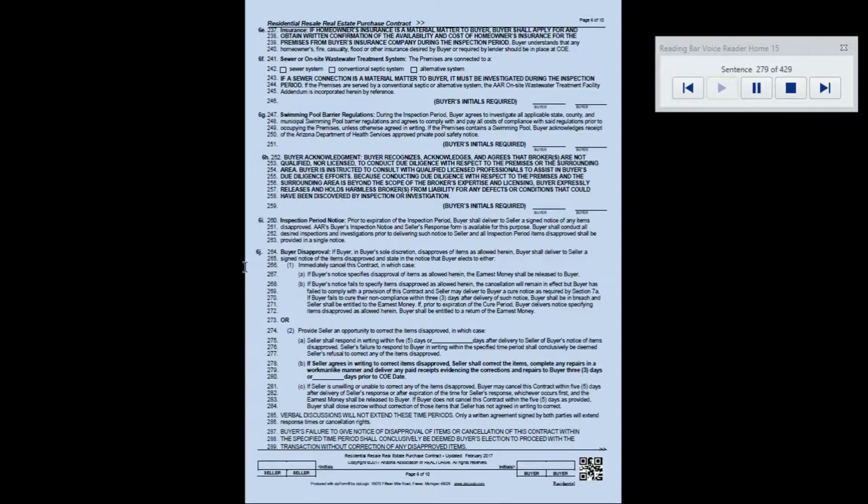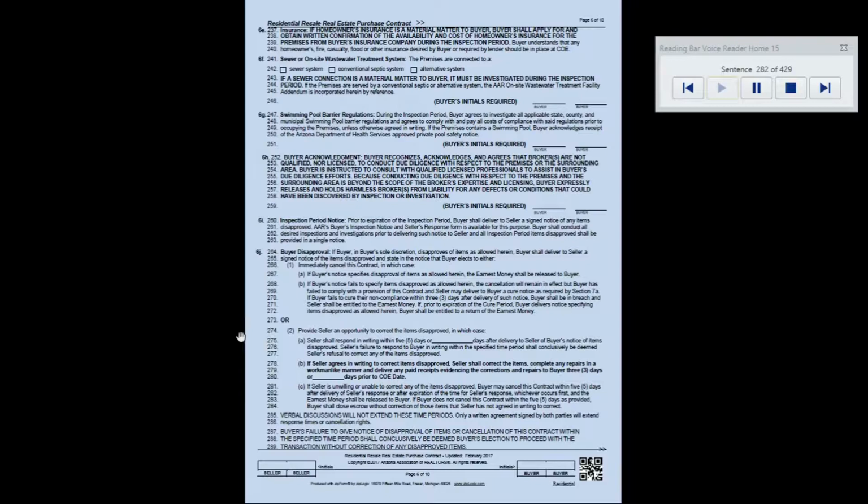B. If buyer's notice fails to specify items disapproved as allowed herein, the cancellation will remain in effect, but buyer has failed to comply with a provision of this contract, and seller may deliver to buyer a cure notice as required by Section 7A. If buyer fails to cure their non-compliance within 3 days after delivery of such notice, buyer shall be in breach and seller shall be entitled to the earnest money. If, prior to expiration of the cure period, buyer delivers notice specifying items disapproved as allowed herein, buyer shall be entitled to a return of the earnest money. Or 2.